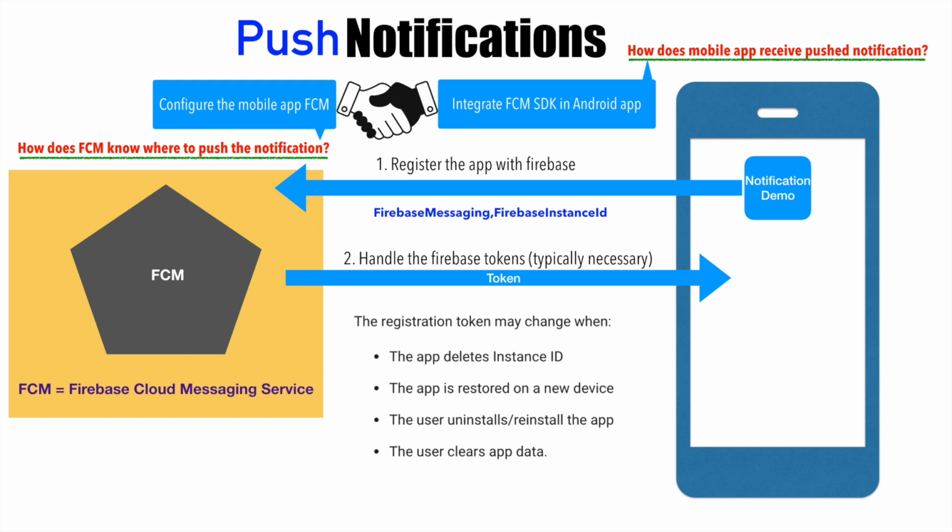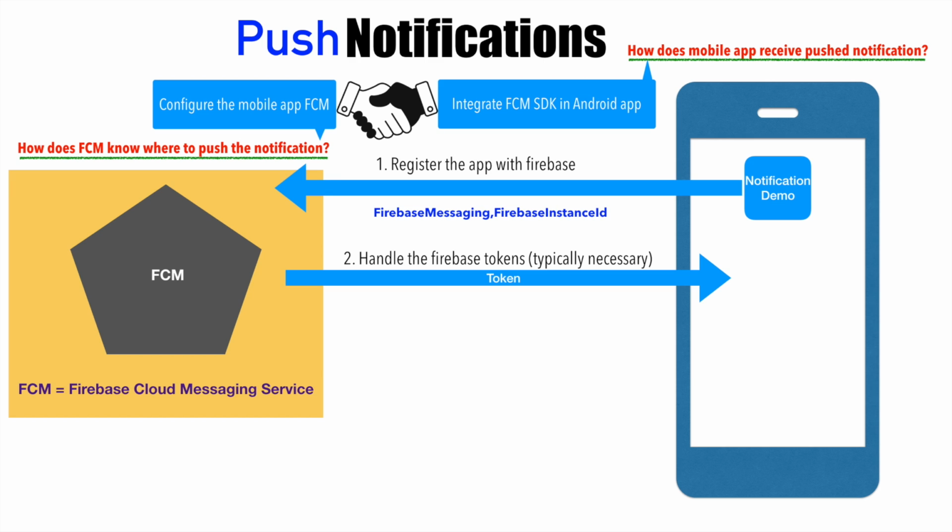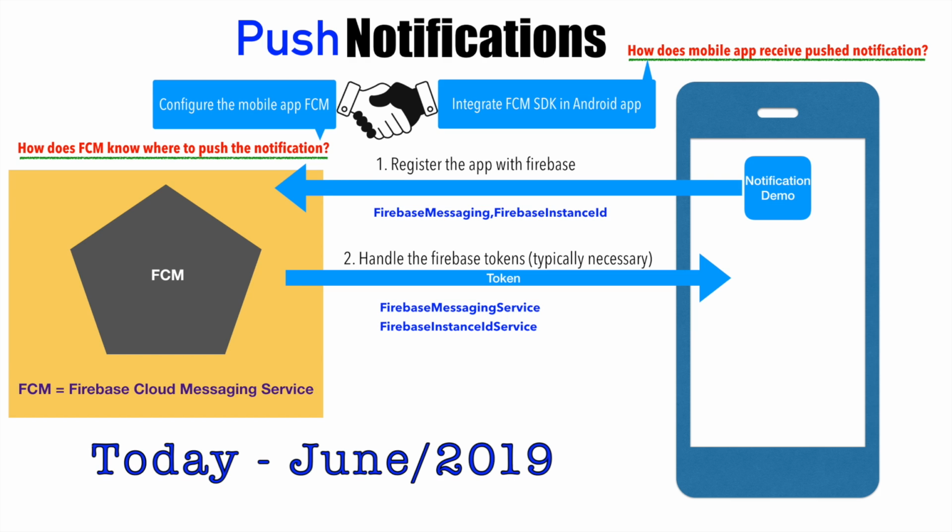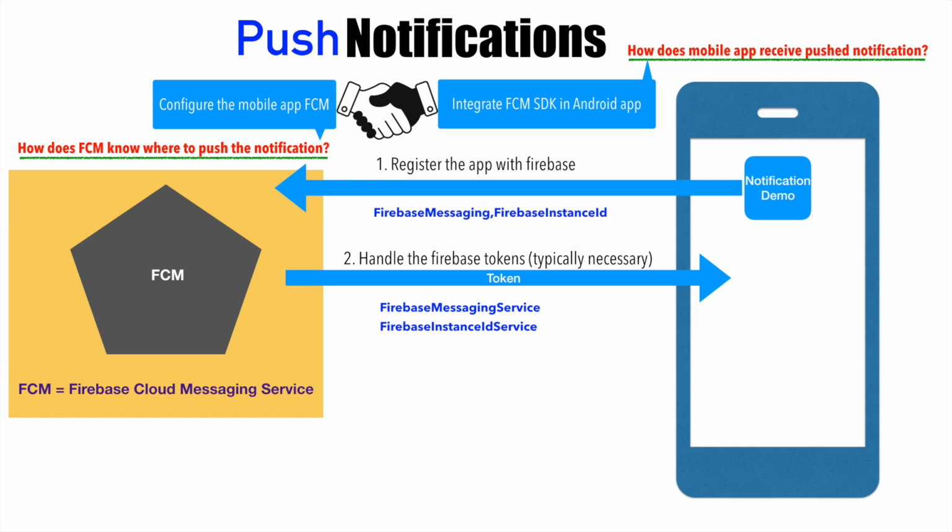Now the question is, where do I get this particular token in the application, and how do I keep track of what is the token that I have received? Well, to do that, we have another API which is called Firebase Messaging Service. Some of you may come across another API called Firebase Instance ID Service, but as of today, Firebase Instance ID Service has been deprecated. So we will be talking only in terms of Firebase Messaging Service.